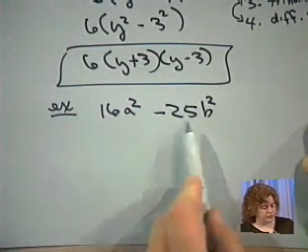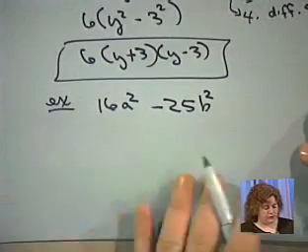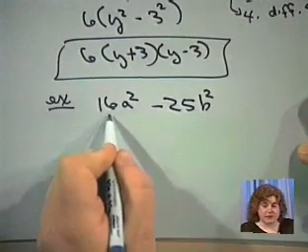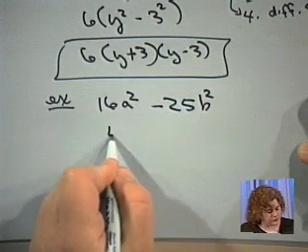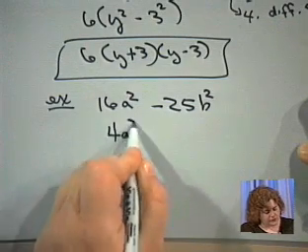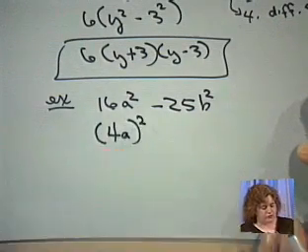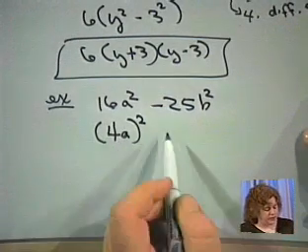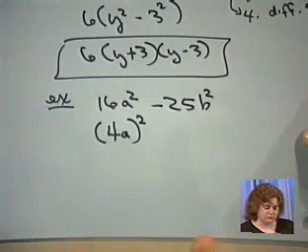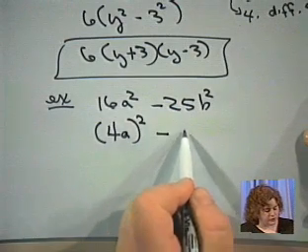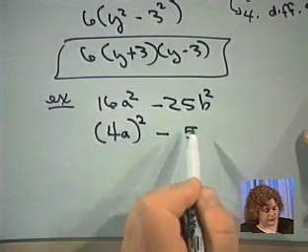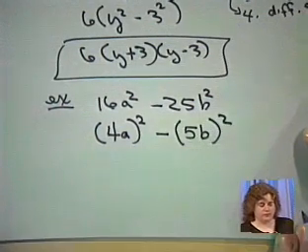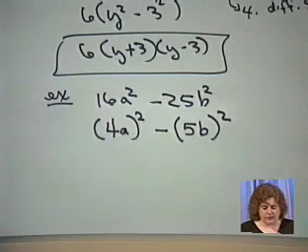It's not a trinomial, and I'm not going to factor this by grouping because I would need to have four terms written out. So let me see how I could rewrite this as squares. If I wrote this as a 4a in parentheses squared, I would have my 16a squared written out as one little unit that's squared. And the 25b squared is really 5b squared. Now this fits my pattern.